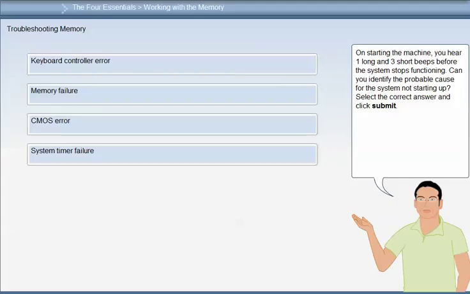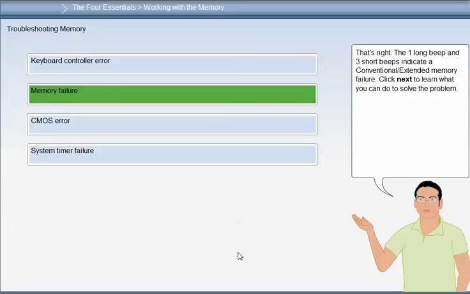On starting the machine, you hear one long and three short beeps before the system stops functioning. Can you identify the probable cause for the system not starting up? Select the correct answer and click Submit. That's right. The one long beep and three short beeps indicate a conventional or extended memory failure. Click Next to learn what you can do to solve the problem.